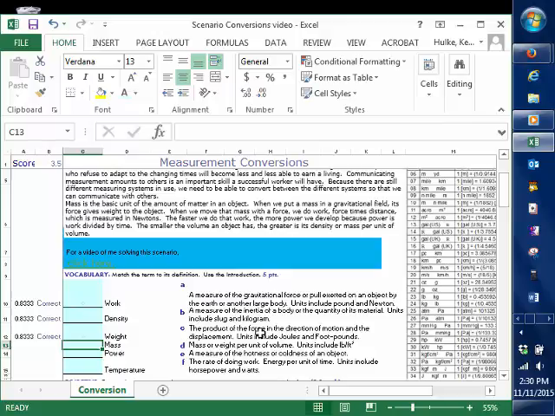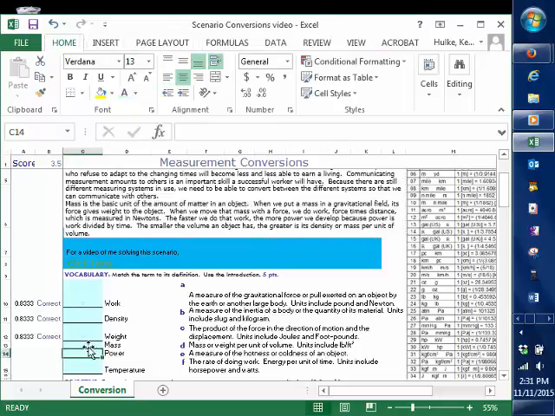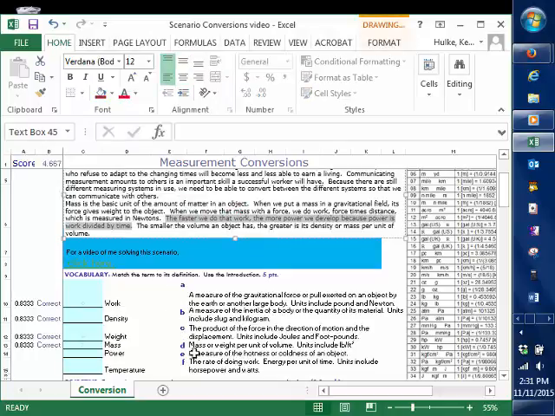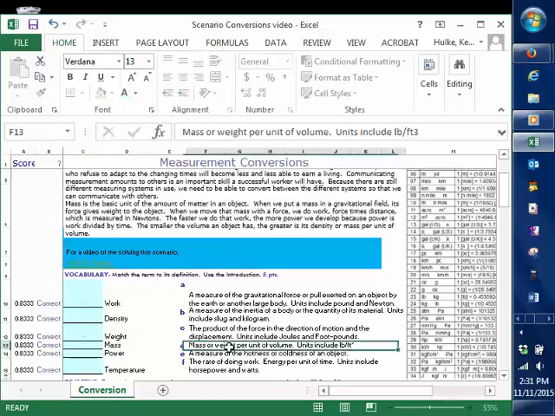And then the mass is the amount of matter in an object right here. It could also be its inertia. Power, it says, the faster we do our work, the more power we develop, because power is work divided by time. And then temperature, it's not listed up here, but the only letter left is temperature. All right, next.